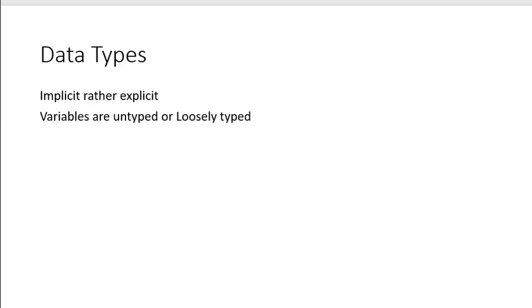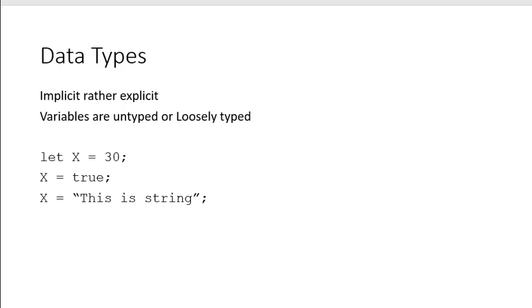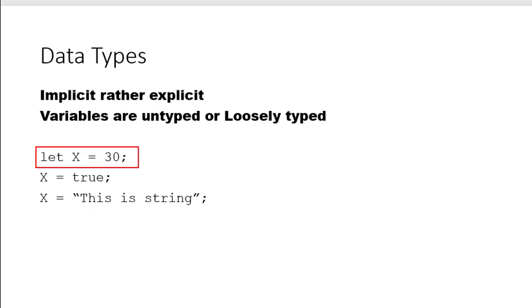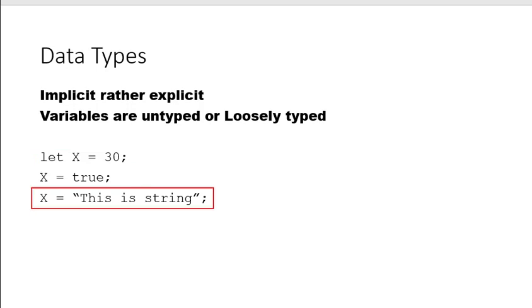In JavaScript, data types are implicit. It means you don't mention the data type when a variable is declared. The data type is implied from the value of the variable. You can easily change the data type of a variable to another data type by simply assigning a value of another data type to the variable. Variables are untyped or loosely typed. Here in this example, a variable x is declared and assigned a value 30. So the data type of the variable is number. On the next line, variable x is assigned a value true. So the data type of x is changed to Boolean. On the next line, variable x is assigned a string. The data type of x is changed to string.